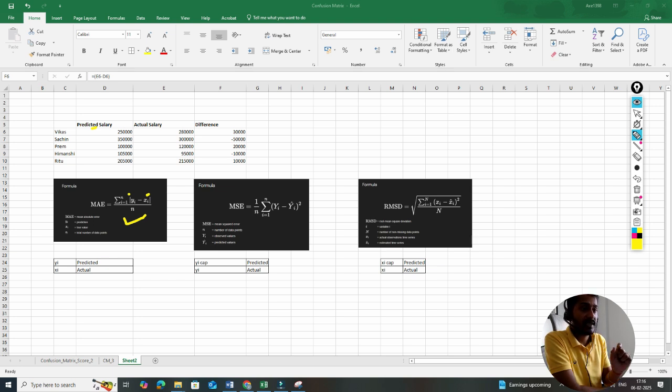So this average value would be considered as the mean square error. As the name also suggests, mean square error, we are taking the mean of all the squares of the errors. Okay, and the third one is root mean square error.